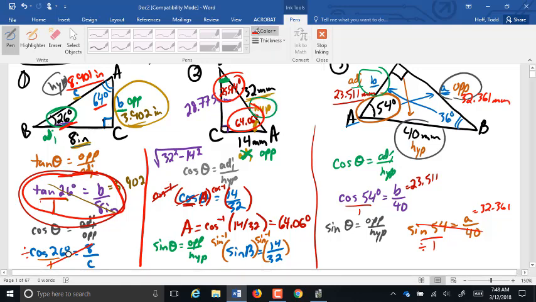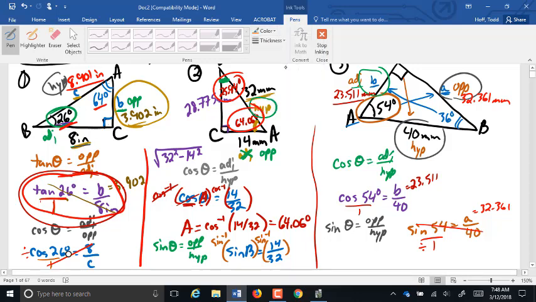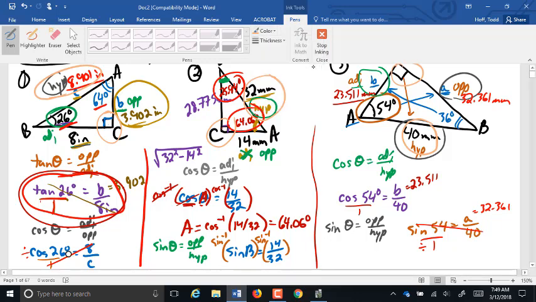Now, I want to make sure these all make sense. And what I mean by making sense, I want to make sure I didn't make any stupid mistakes. Remember, the largest side is always opposite the largest angle. Well, the largest angle in any of these is going to be the right angle. So is the hypotenuse the largest side of that triangle? Yes. Here's the right angle. 32 is the hypotenuse. Is that the largest side? Yes. Here's the right angle. 40 is the hypotenuse. Is that the largest side? Okay, very good.